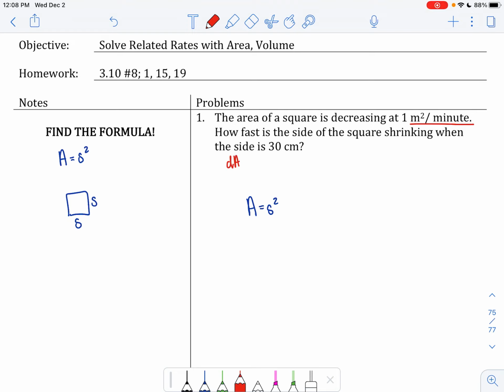Given this equation, we know that dA/dt, the rate of the area, is decreasing by 1 meter squared per minute. So that's -1 because it's decreasing, meter squared per minute. We know that s is equal to 30 and we want to find ds/dt. We want to know how fast the square is shrinking.